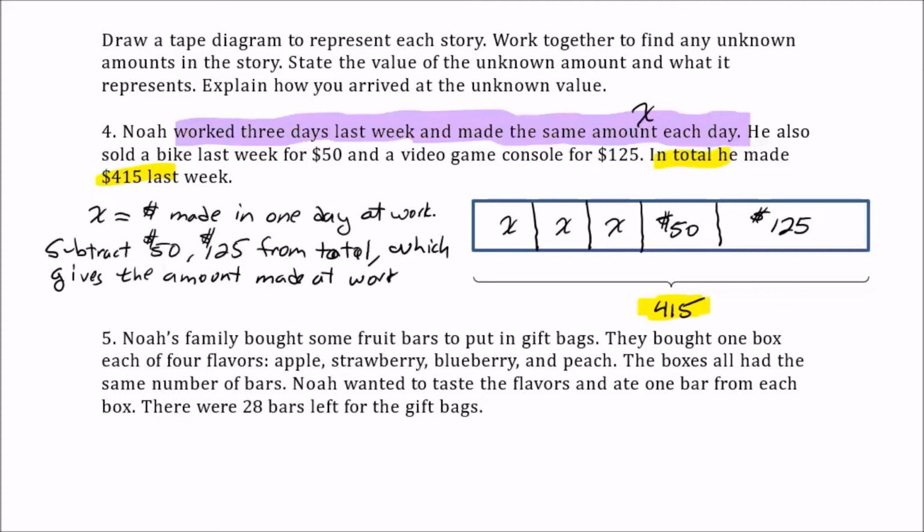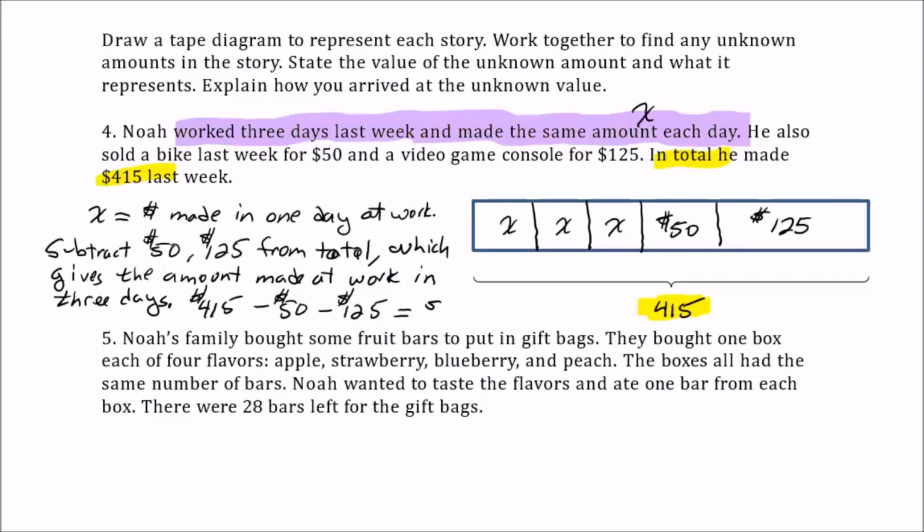Trying to model good behavior here. Writing out our complete sentences and explanations, which is part of math literacy. So now we'll do that. We'll take the $415, we'll subtract off $50, subtract off $125, and what does that leave?